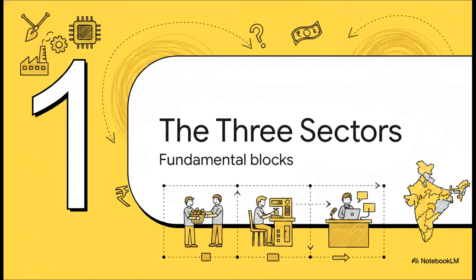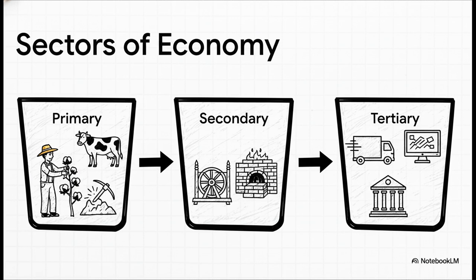These are the fundamental building blocks of our daily lives. Let's dive in by stripping the economy down to its most visible layer. So pretty much all economic activities fall into 3 major buckets. First up is the primary sector. This is the absolute base layer where we're directly exploiting natural resources. Think of a farmer growing cotton, a dairy farmer, or miners pulling ore out of the ground.